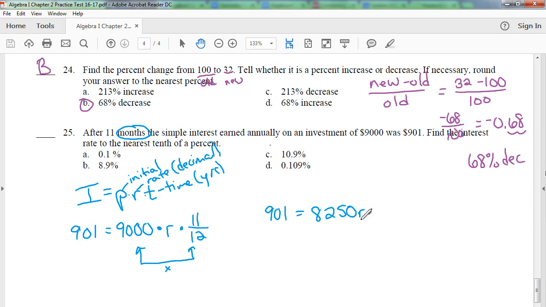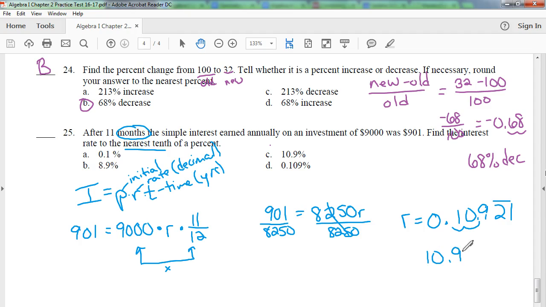So 8,250 times R equals 901, and then we divide by 8,250, and that gives us our R. So 901 divided by 8,250 is 0.10921, and that 21 seems to repeat. This asks to the nearest tenth of a percent. So first thing we need to do is switch this to a percent. That looks like 10.921 with the 21 repeating. And the tenth would be this first decimal place right here. So 10.9% is option C.